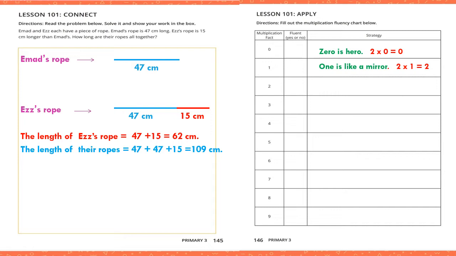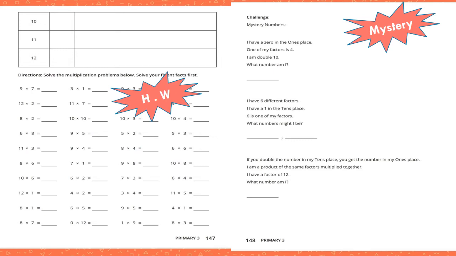2 is doubling. It's like adding the number to itself 2 times. It's like 2 plus 2 equals 4, which is the same as 2 times 2 equals 4. And here are some multiplication problems. You will solve them as homework.